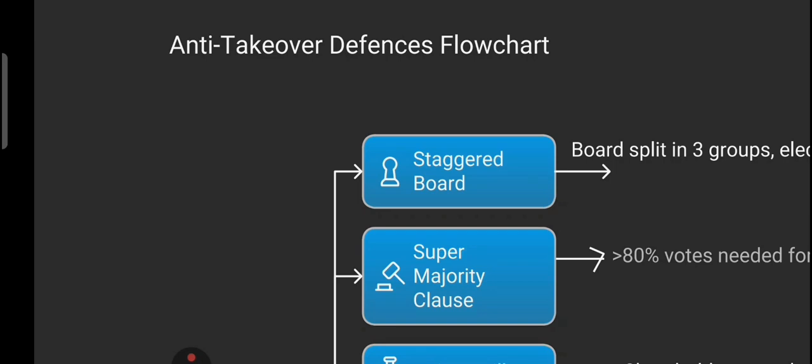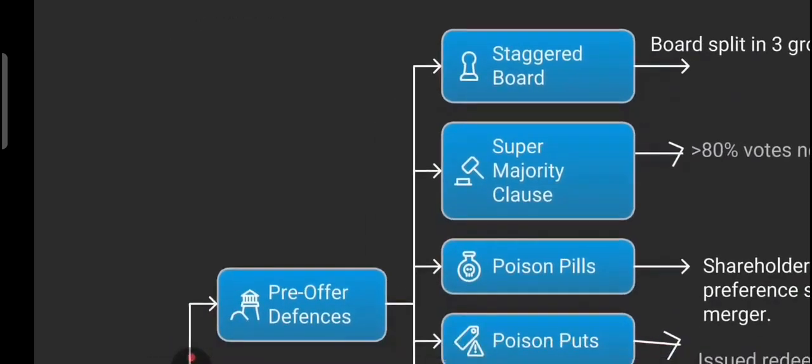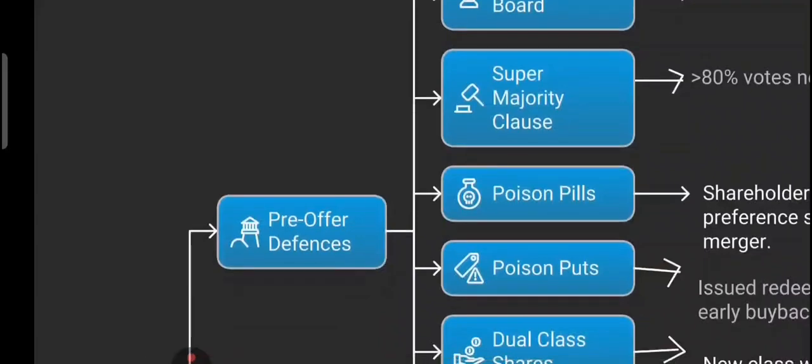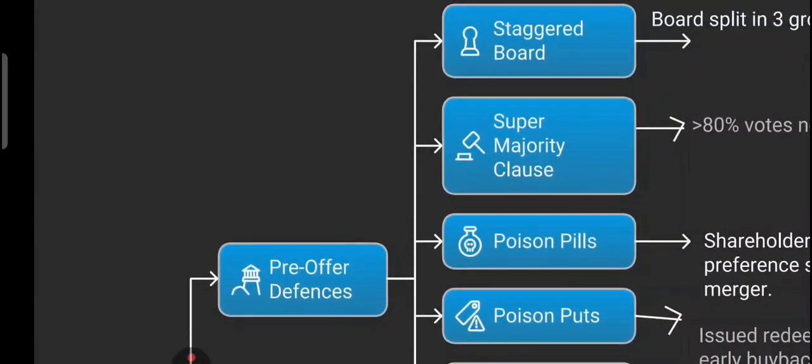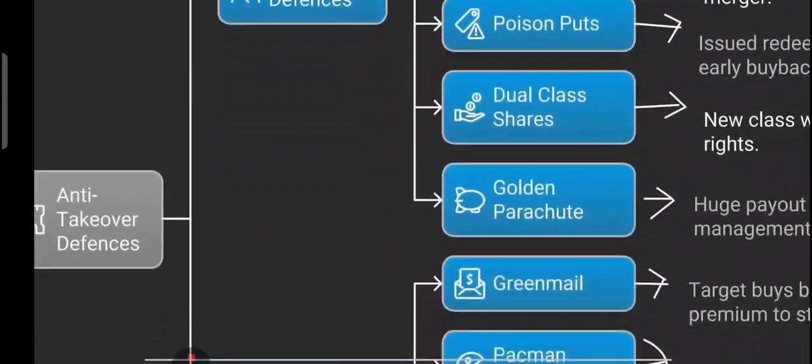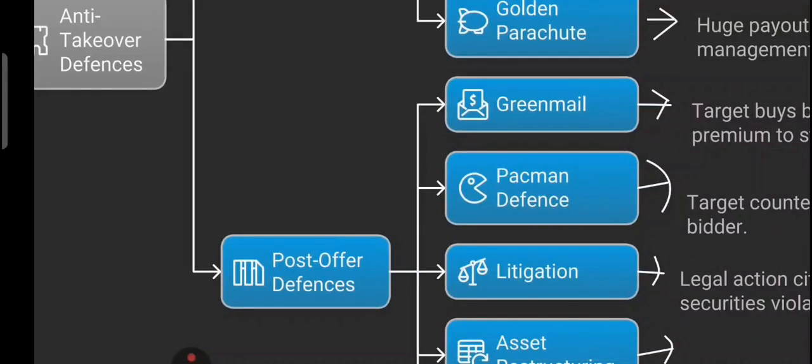Again, I'm repeating, whenever a company senses that it might be taken over, especially in a hostile way, it can use several defense tactics to protect itself. These are called anti-takeover defenses, and they fall into two main stages: before and after the takeover offer is made. Pre-offer defense means before a takeover bid happens. The second is post-offer defense, which means after a takeover bid is made.